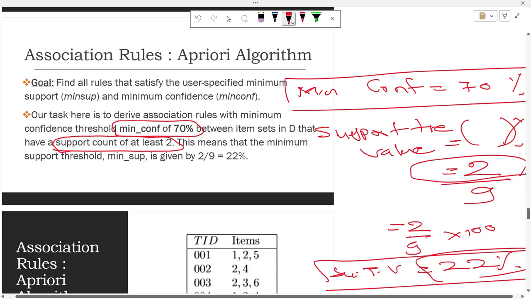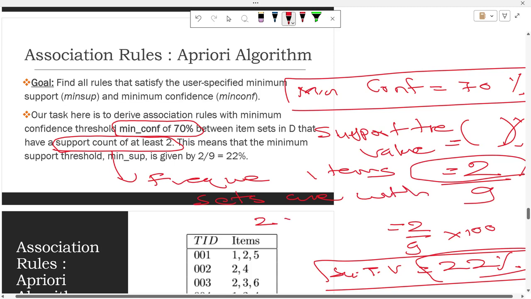Support count of at least 2 means you need to check the association rules which have the minimum support count of 2 or more than that, right? Why are we using the minimum support count of at least 2? Internally, the frequent item sets are considered, right? I already explained what a frequent item set is. So the frequent item sets are those with a support count of 2 or more than 2. Greater than or equal to 2 as a support count, then we consider it a frequent item set. That is the internal meaning of that.